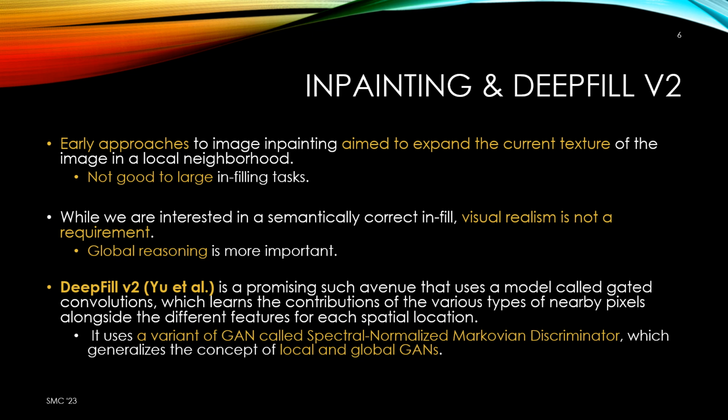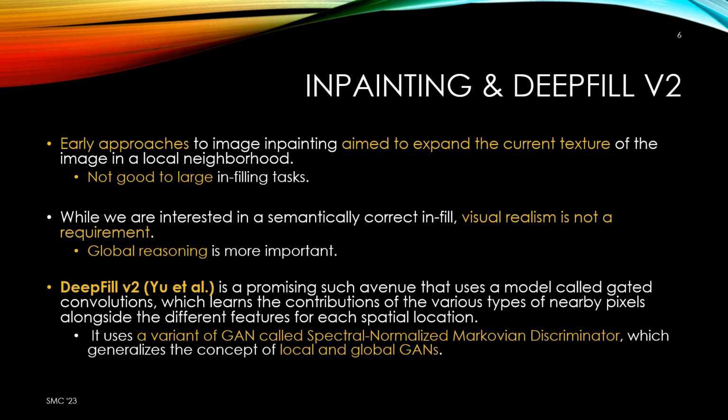So early approaches to image inpainting aim to expand the current texture of the image in a local neighborhood, but this might not be good for large infilling tasks where you have to remove that yellow box that I have shown a few slides back. We are interested in a semantically correct infill, but visual realism is not the main requirement, because that might be useful in machine vision tasks. For us, as the robots are collecting information, global reasoning is more important. For example, if you see that one part of the agricultural field is diseased, how do you reason in the other areas whether that part will be diseased or not? So that is important for us.